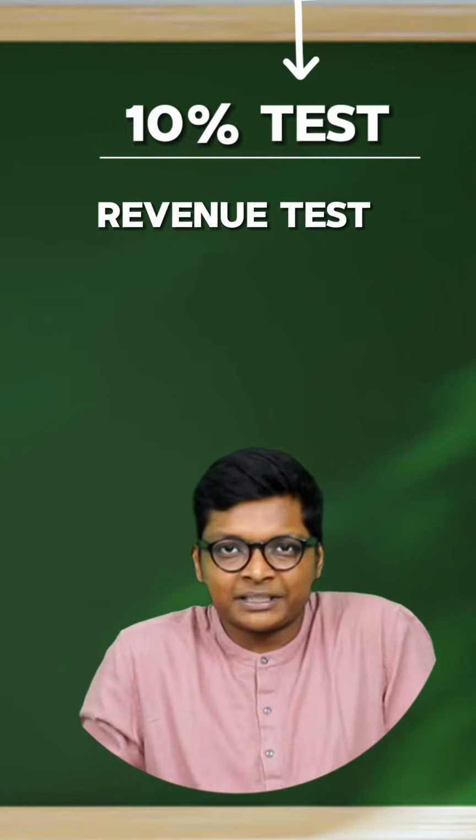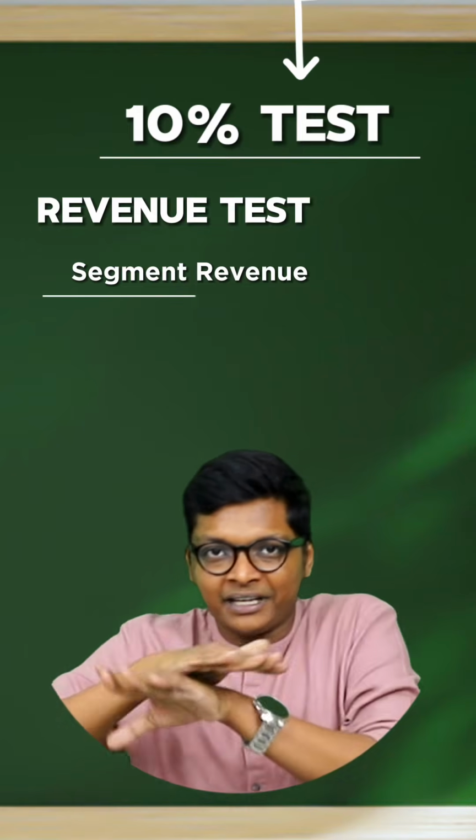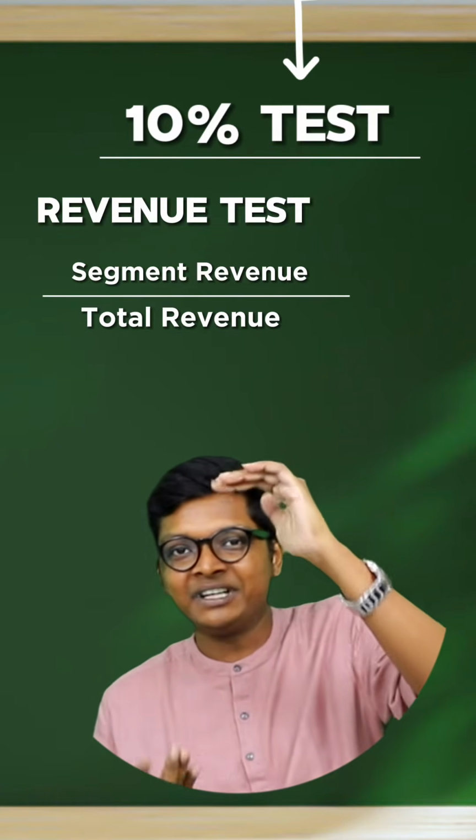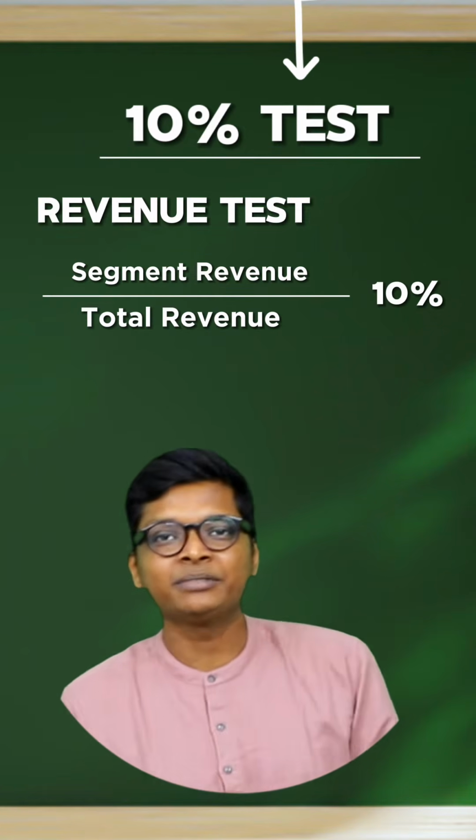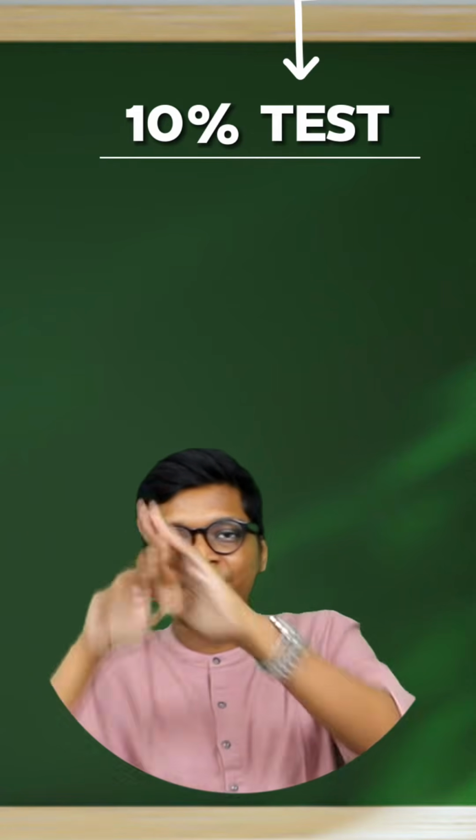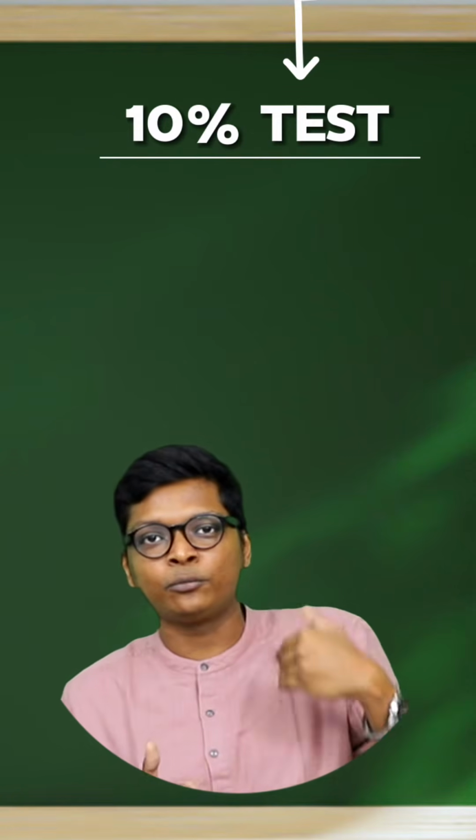Revenue test also is simple. Segment revenue divided by company's total revenue. If it is 10% or more, then it becomes a reportable segment. Last test within this 10% is the result test. We'll come to it later.